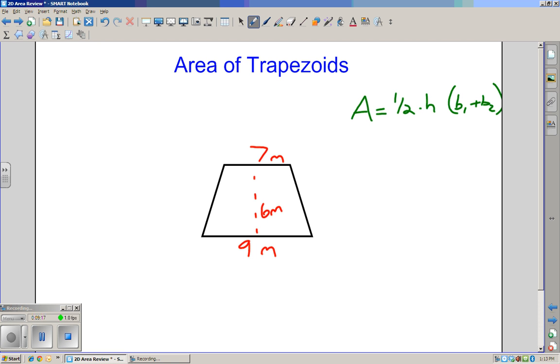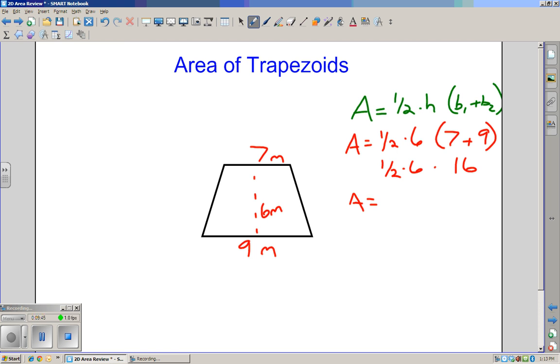Welcome back. So I have my equation. Let's just plug numbers in now. A equals 1/2. My height is 6. In parentheses, my base 1 is 7. My base 2 is 9. Again, it doesn't matter which order you put those in. So I will start with my parentheses. 7 plus 9 is 16. So 1/2 times 6 times 16.